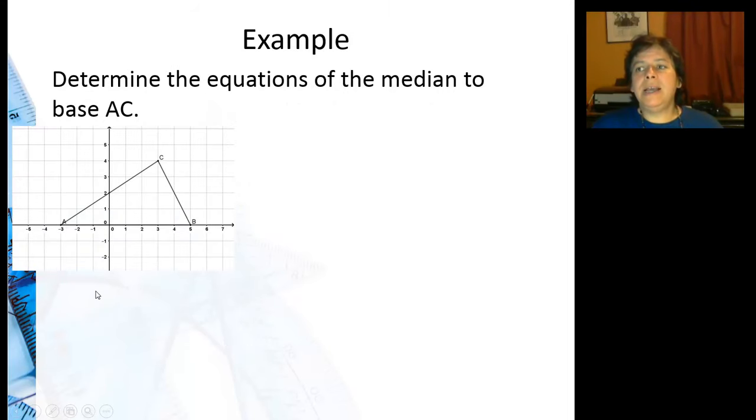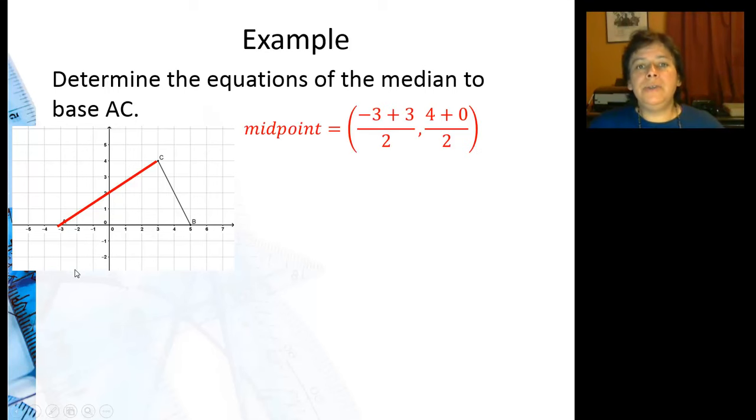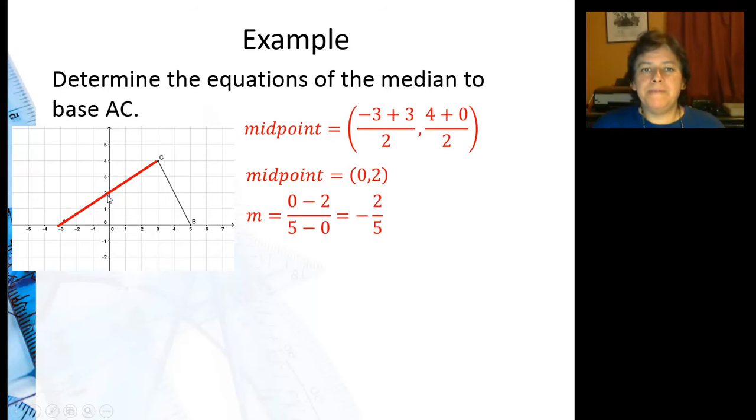So in this case, I have the median to base AC, which is right here. And the first step is to find the midpoint. And I can see it's negative 3 plus 3 over 2, 4 plus 0 over 2. So my midpoint is at 0, 2 right here. Then I find the slope of this line connecting that midpoint to that vertex. So this is 5, 0 and 0, 2. So it's 0 minus 2 all over 5 minus 0, or negative 2/5.